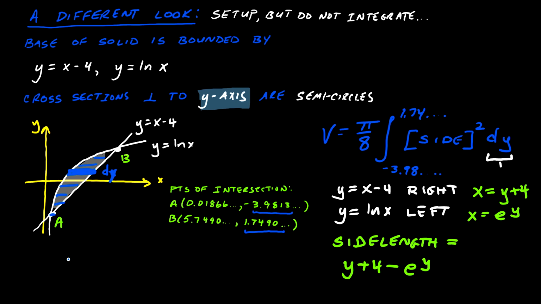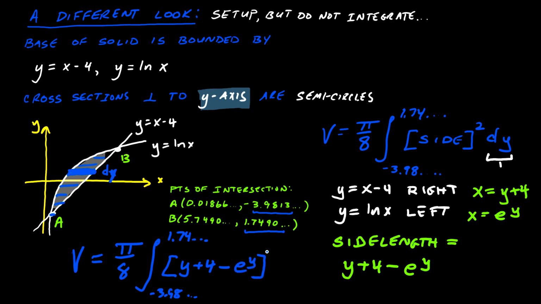So let's write our answer over here. So we're going to have volume equals semicircle. Our fraction we're going to use is pi over 8. The integral from, and there we have our negative 3.98. This is something you would store in a calculator if you needed it, up to 1.74. So bottom to top. And then our side length is right minus left, which is y plus 4 minus e to the y. And remember, that quantity is squared. Don't forget that. And that is with respect to y.